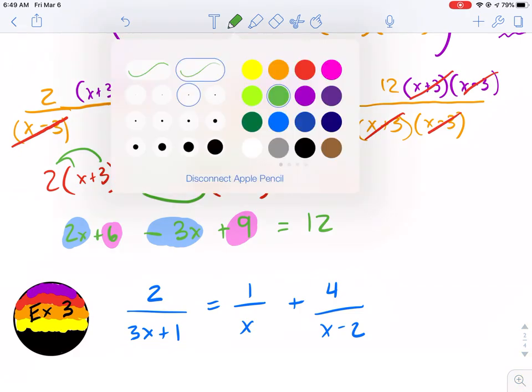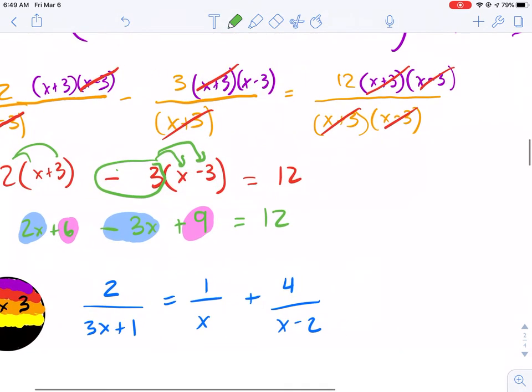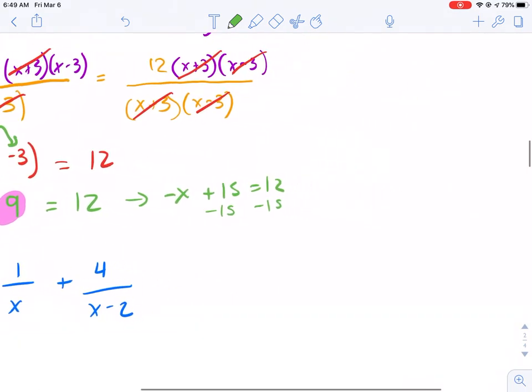I'm going to continue to use green. So let's do that here. I get negative x plus 15 equals 12. I subtract 15 from both sides. What do I get? I get negative x equals negative 3 divided by negative 1 or multiplied by negative 1, either or. And I get x equals positive 3.